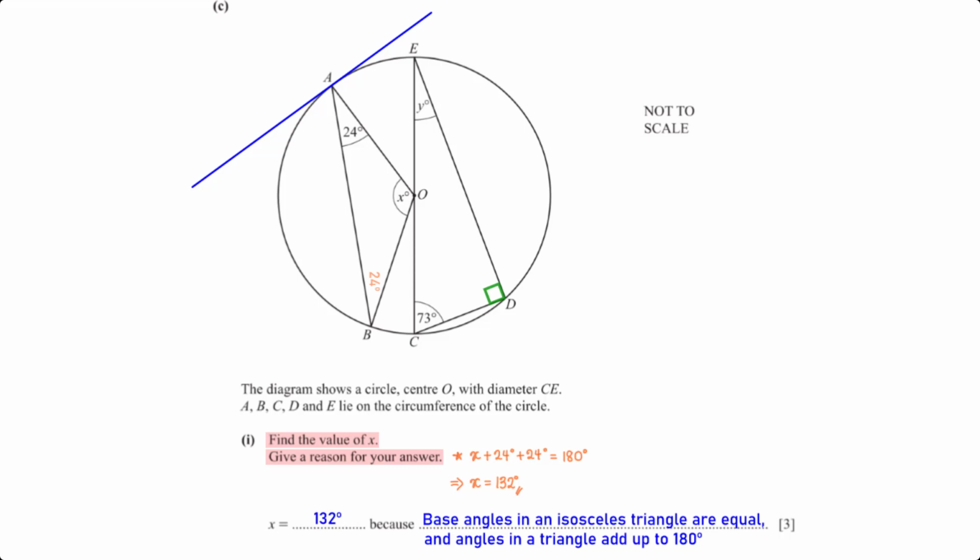OA and OB are radii of the circle, which makes triangle OAB an isosceles triangle. Base angles in an isosceles triangle are equal. The sum of the angles in triangle OAB must add up to 180 degrees. So we have x plus 24 plus 24 equals 180. When we make x the subject, we get x equals 132 degrees.